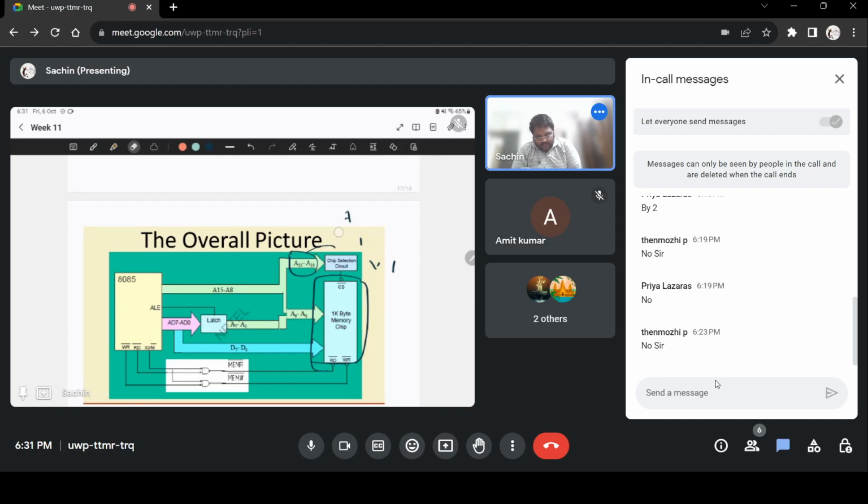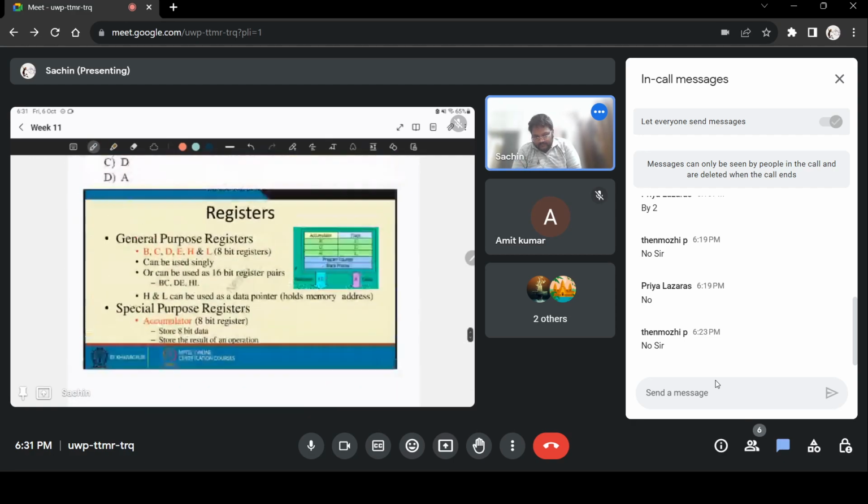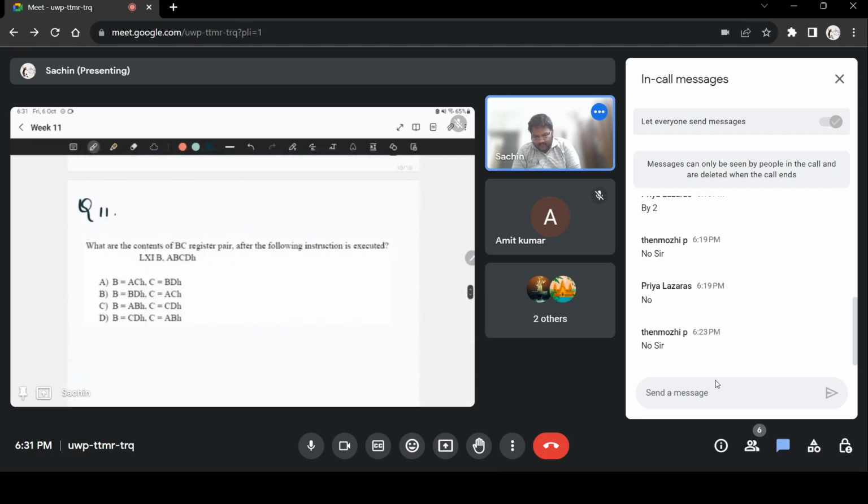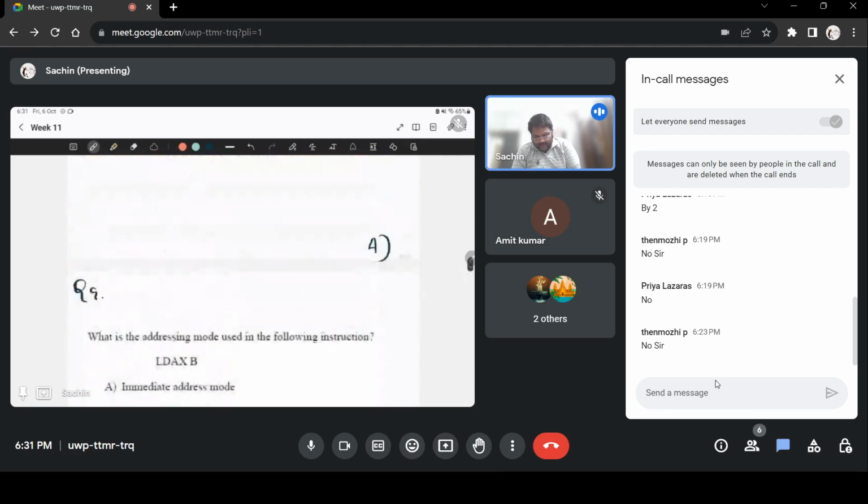So for that purpose, we want A15, A14, A13 complement to be equal to 1. When will that happen? Somebody should answer.